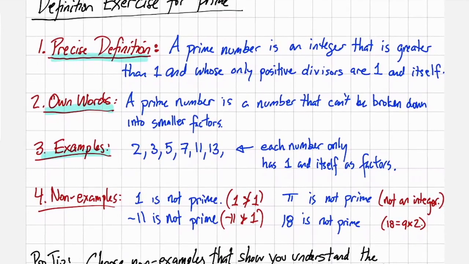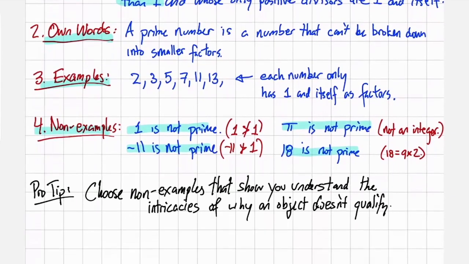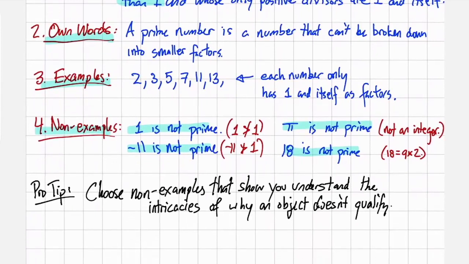And then often it's the most helpful to think about some non-examples. What are some things that do not satisfy the definition? 1 is not prime, negative 11 is not prime. Those are both true because the integer has to be greater than 1. Pi is not prime because it's not an integer. And 18 is not prime because 18 has positive divisors that are not 1 or 18. And a pro tip is that you should look for examples that show that you understand the intricacies of why an object doesn't qualify under the definition. So whenever you see a new term, use these tools to get a deeper understanding of what that term means so that you'll have a stronger foundation going forward.